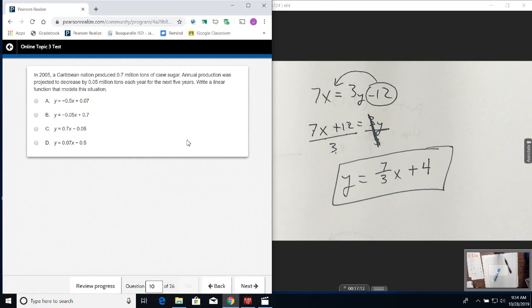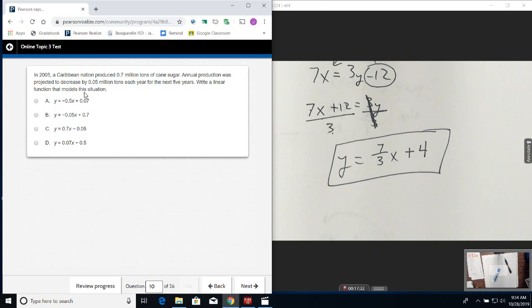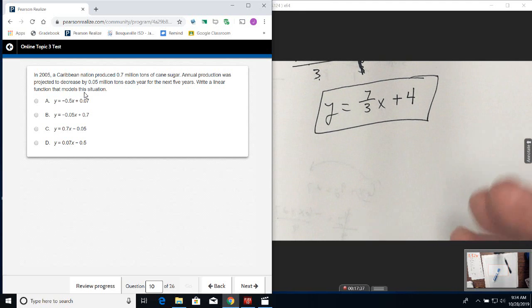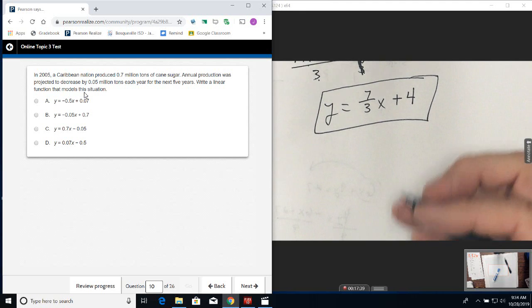10. In 2005, a Caribbean nation produced 0.7 million tons of cane sugar. Annual production was projected to decrease by 0.05 million tons each year for the next 5 years. Write a linear function that models this situation. So what is my rate doing? It's going up or down?